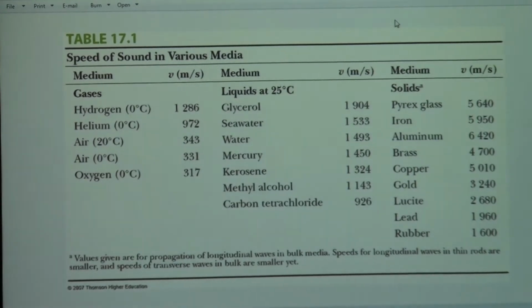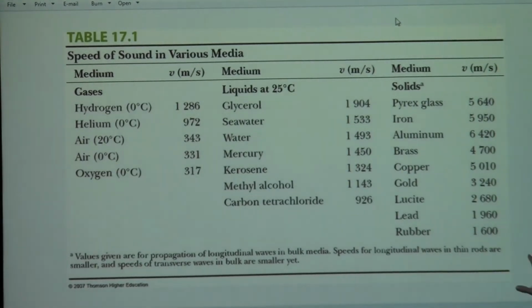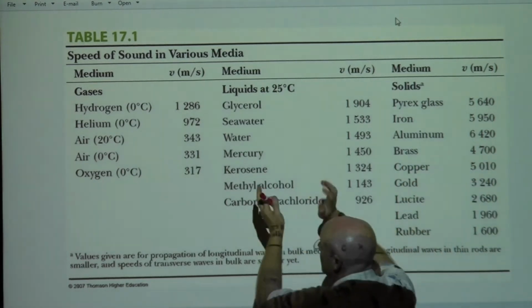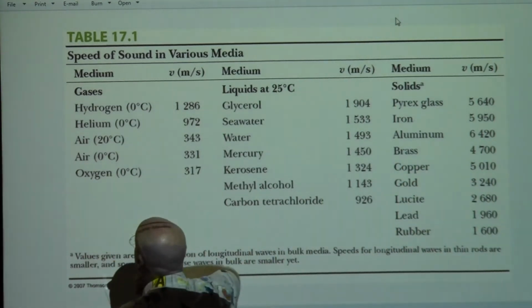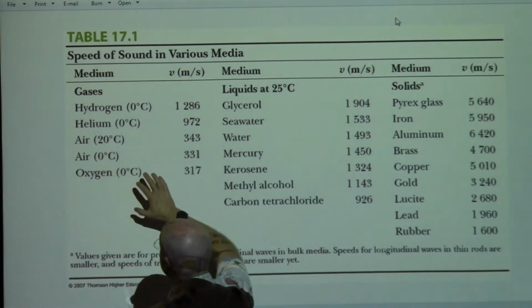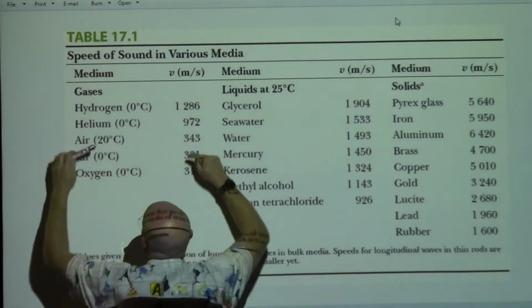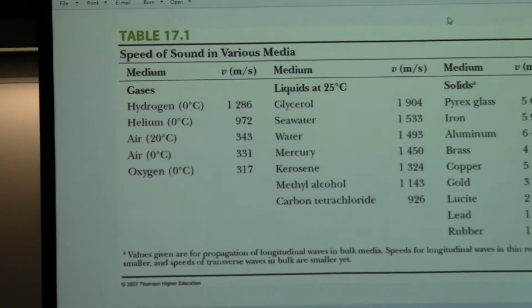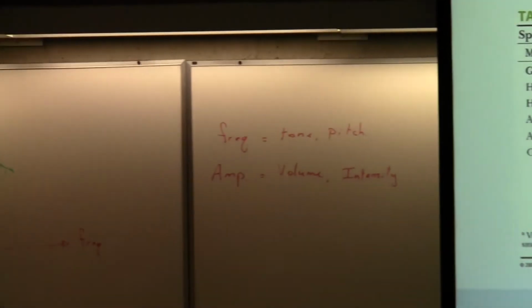Here's this table, and in this table, as you do the homework, you're going to be given sound waves. Some of them will be in solid, some of them will be in liquid, some of them will be in gas. Let's look at the gas here. We've got hydrogen, helium, and air, right? Air is more dense than helium. Helium is more dense than hydrogen. What do you know just about their speed right away?